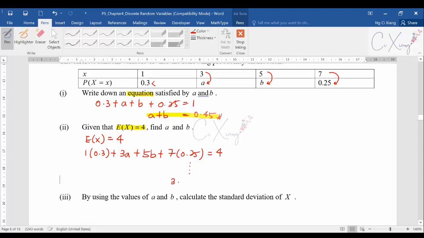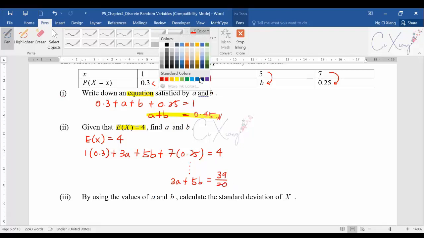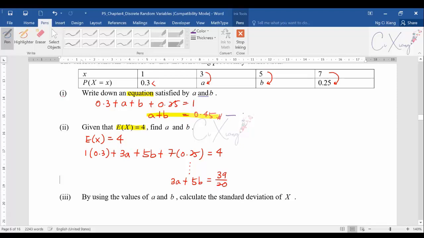If you didn't make any careless mistakes, you should get 3A plus 5B equals 39 over 20. They actually want you to find A and B for this question. So from the first part we get the first equation for A and B, and from the second part we have the second equation. Then solve the equations simultaneously. You should get A equals 3 over 20 and B equals 3 over 10.